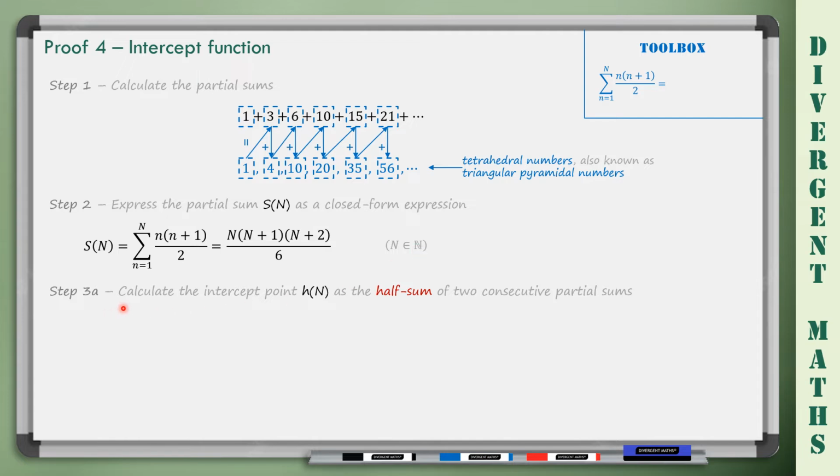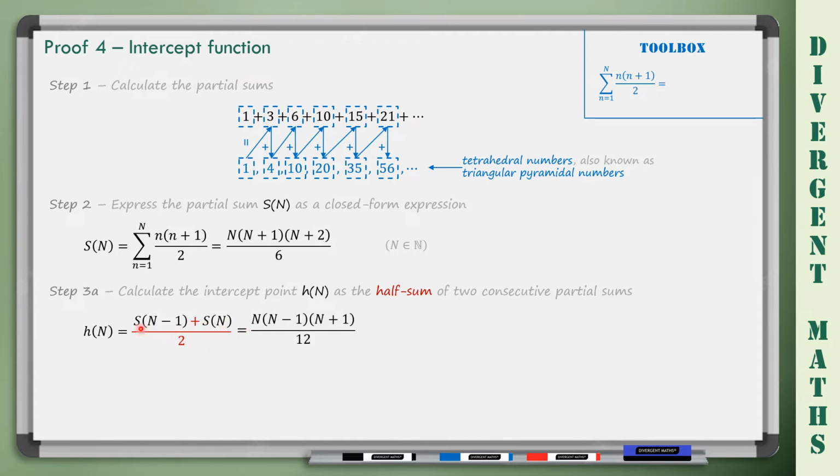So step 3a, calculate the intercept point h of n as a half sum, h for half sum, of two consecutive partial sums. So again, h of n, uppercase n, is equal to S at n minus 1 plus S, partial sum at n, divided by 2.